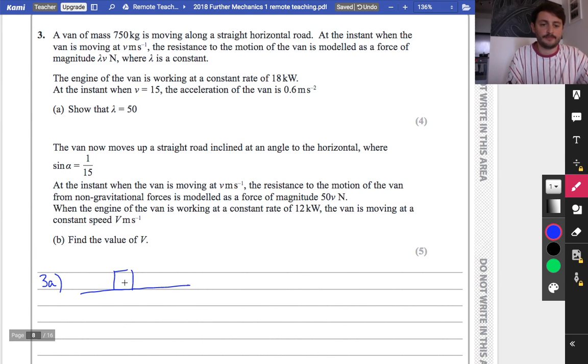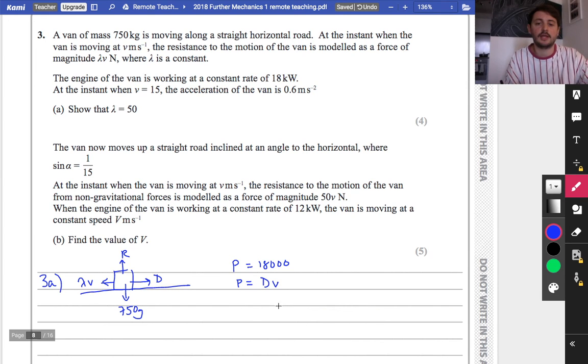Just going to do a quick sketch of this. So there's my van. It's 750g. It's got a normal reaction. It's got lambda v as a resisting force, and we've got some driving force here, which I like to call the letter D for the driving force. The engine of the van is working at a constant rate of 18 kilowatts. So we know that power is equal to 18,000. We also know that power is equal to the driving force F, or the driving force D in this case, multiplied by the speed, or Fv, but in my case it's Dv.